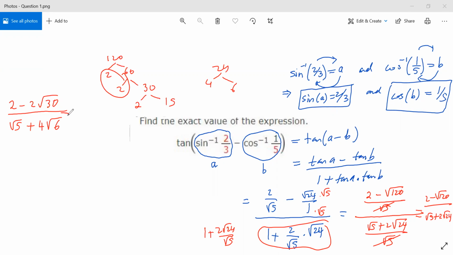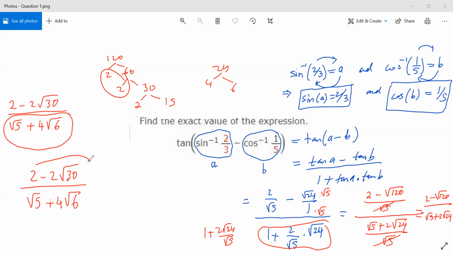Okay, and I guess that's pretty much it, that it cannot be simplified more than this, unless we have to multiply this by the conjugate of that, which I don't think is really necessary. To simplify this further, you may just need to use the calculator to approximate it, but it's asking for the exact value.